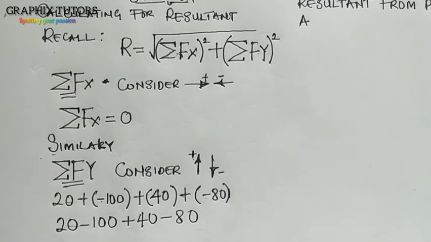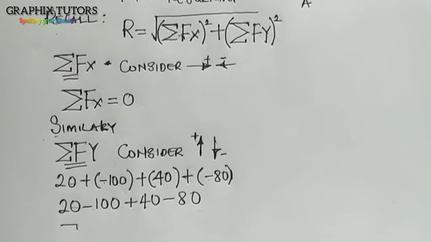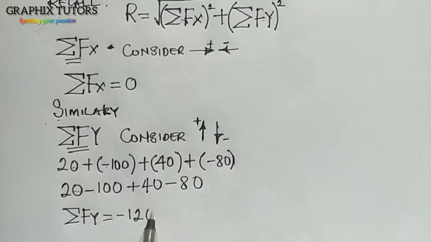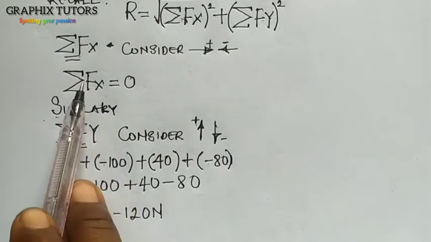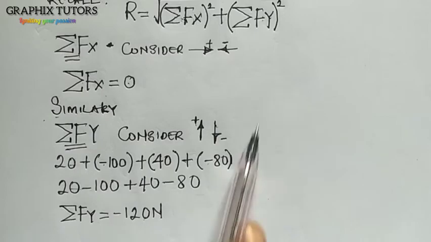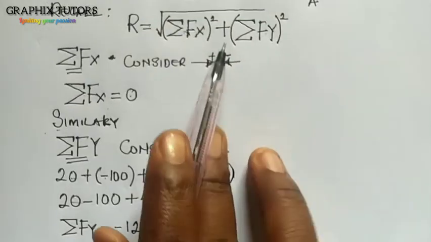My summation of F of y will be equal to what? Minus 100 and what? 20 Newton. Right? Now we've gotten F of x to be 0, we've gotten F of y to be minus 120. So what we're going to do, we're going to input them into the formula here.